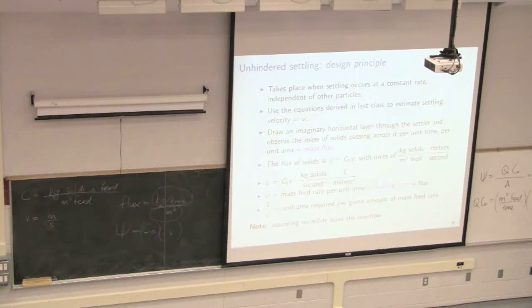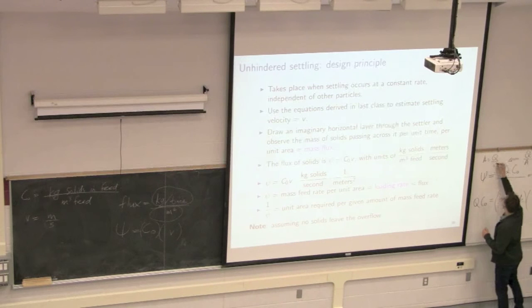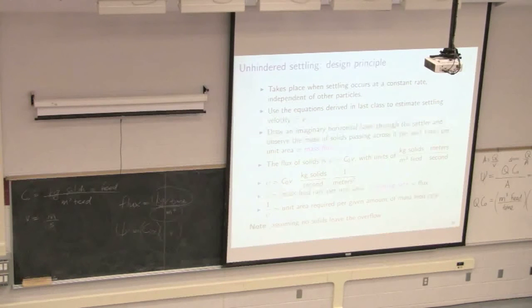Now, some of you are already saying that can simplify a little bit, right? You can see a C naught on two sides. Can we simplify that? Yes, absolutely. You can write Q over A is equal to V. Or rearrange that a little bit more into a form that we will likely use from a design perspective. If you want to know what surface area you need, you need the volumetric flow rate divided by the settling velocity. Okay, everyone clear on that? Relatively straightforward. This is as complicated as this section gets.